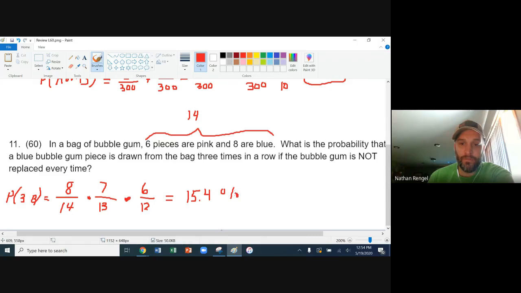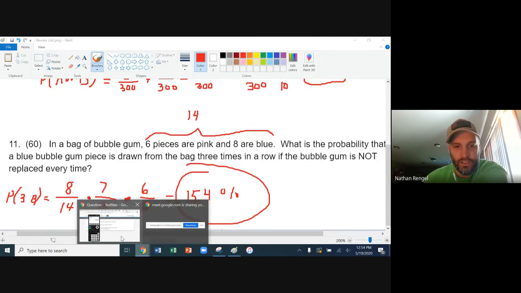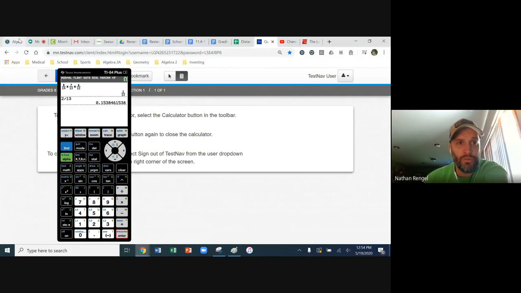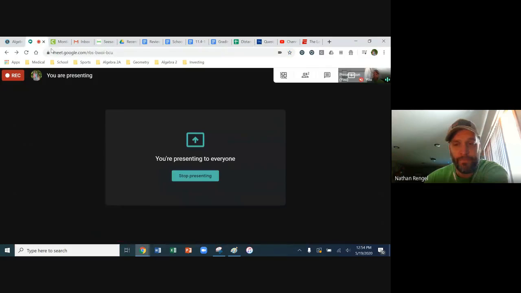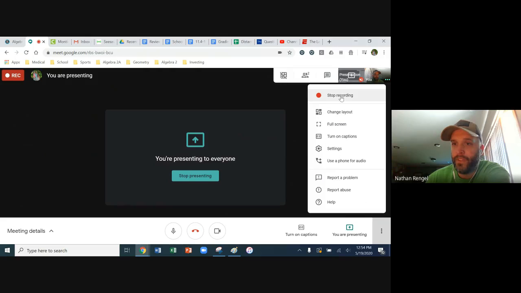If I went through that too fast, you can pause it, rewind it, check it out, walking through those steps. But either way, you're going to get about a 15.4% chance, which is a little bit higher than I thought it would be, but since over half are blue, chances of getting blue is more likely, so 15.4% would be our result. So there's your whole review. So if you take some time to watch these, thank you, and good luck on your test, and hopefully see you soon. See you later.